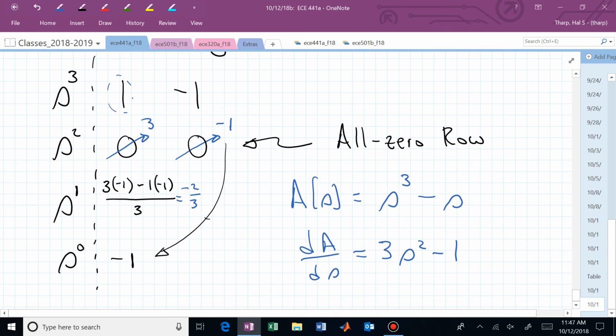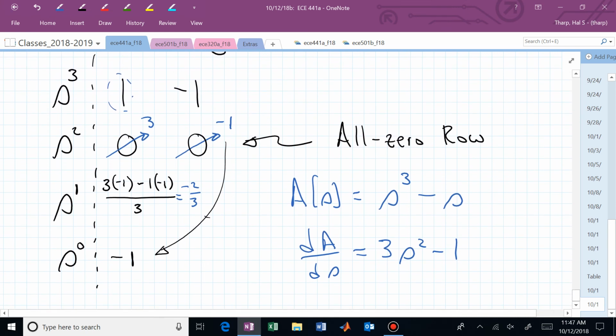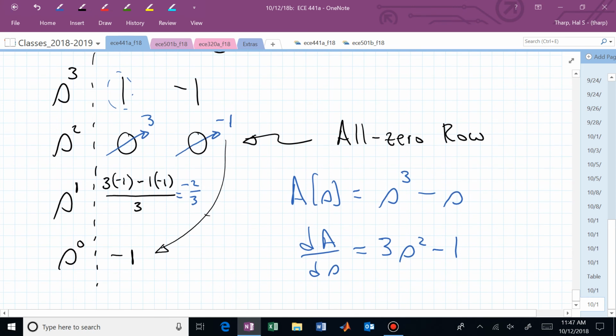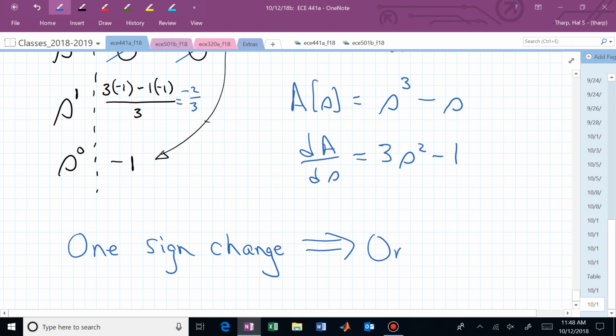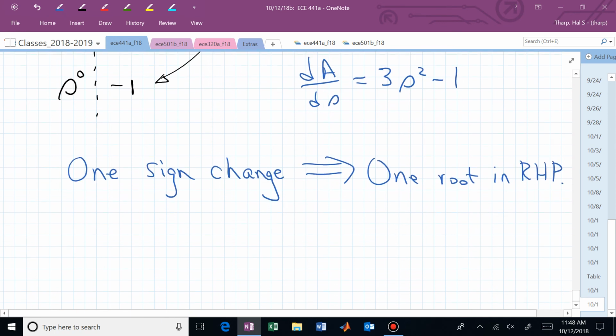And from that we can now count the number of sign changes. We have positive, positive, negative, negative. We really only have one sign change that results from this Routh array construction. If we have one sign change, then we have one root in the right half plane.